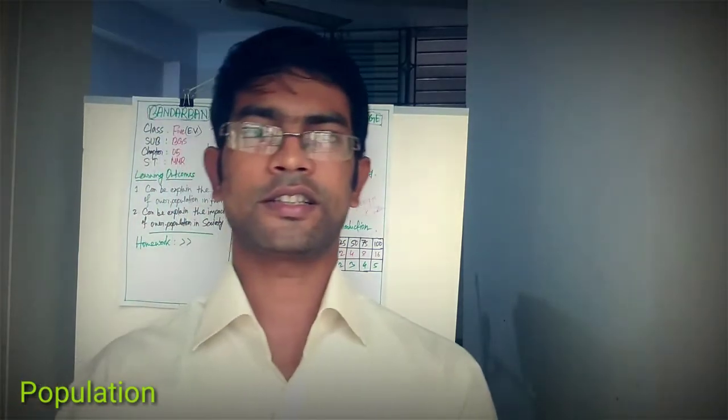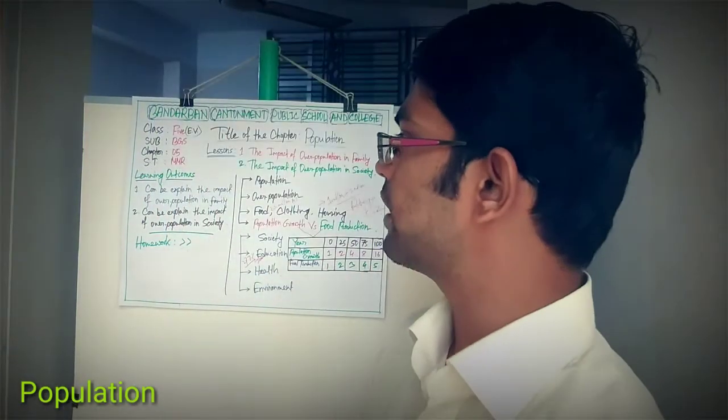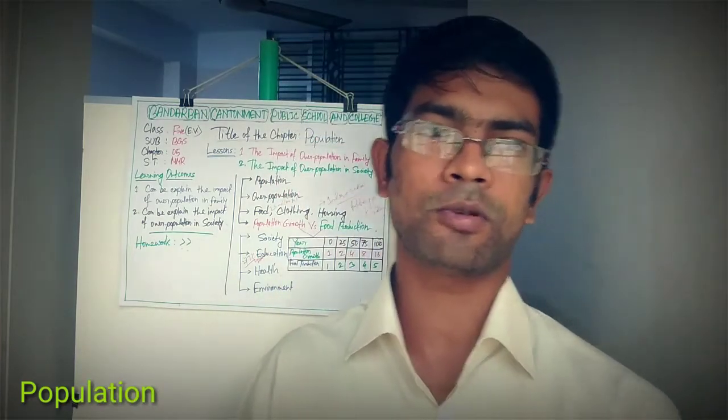Before discussing our lesson, I want to tell you that after completing today's class, we will be able to explain the impact of overpopulation on family, and then we will be able to explain the impact of overpopulation on society. What is society? What is family? Family is a small place where we live with our blood-connected relatives: father, mother, sisters, brothers, grandparents. This is our family.